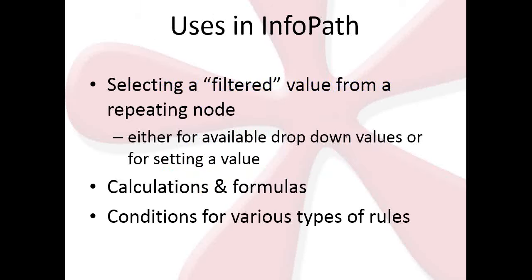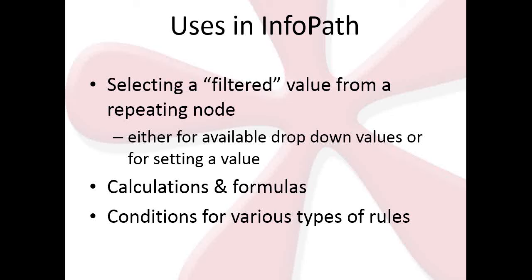In InfoPath, our main uses for XPath are generally selecting a filtered value from a repeating node, right? I've got all this data from my SharePoint list, and when somebody selects something in my main data source in this dropdown, then I want to be able to set another field, right? So we use it in dropdowns for filters. We use it for setting values. We use it in calculations and formulas, of course, and we use it in conditions for various types of rules.